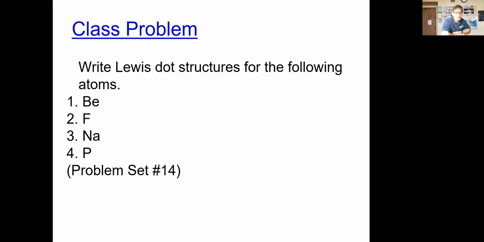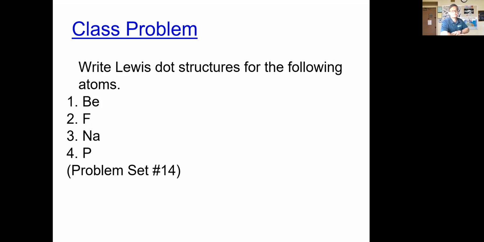Remember, write out the symbol and then draw an equal number of dots for the number of valence electrons that each one of these atoms has, and then make sure that you either pair them up or write them out unpaired, depending on how those electrons situate themselves across each one of those orbitals. So take about 4 minutes to write out the Lewis dot structures for these four atoms, and then when we come back together, I'll work them out for you, and you can compare your answers to what I give you.